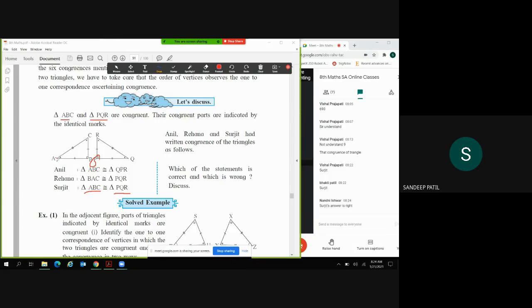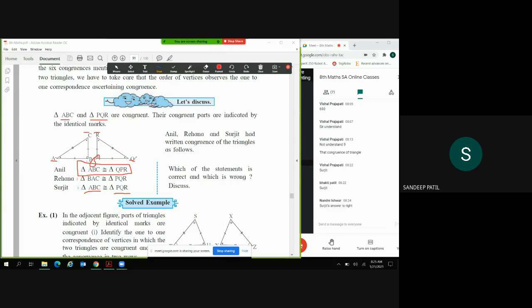But if you see, angle A corresponds to angle Q, right? C corresponds to R, right? And B corresponds to P. Then how can Surjit be right? You have to match the vertices. So I think that's fine. I know that Surjit is not the right answer. So A corresponds to Q and B corresponds to P. So Anil's answer is the right answer, right?